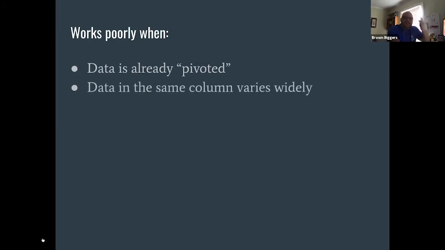If the data in the column varies wildly, imagine if you have for each of your data rows, one of your columns is a specific URL to a data point. That URL is probably going to be completely different all the way down. And so that particular column probably won't do you a lot of good in a pivot table.